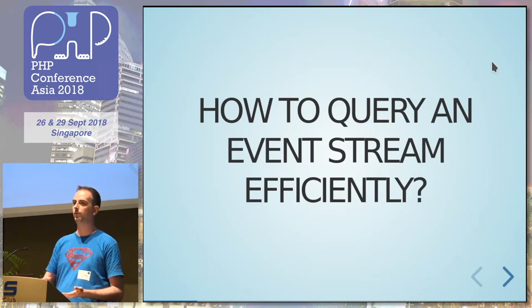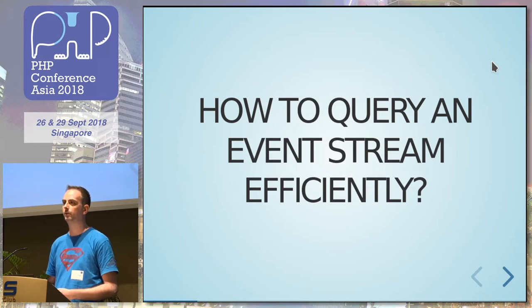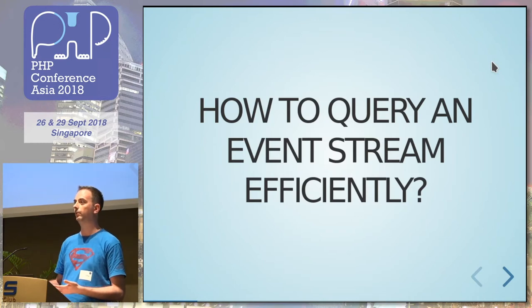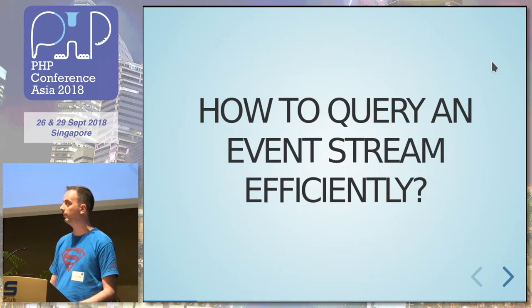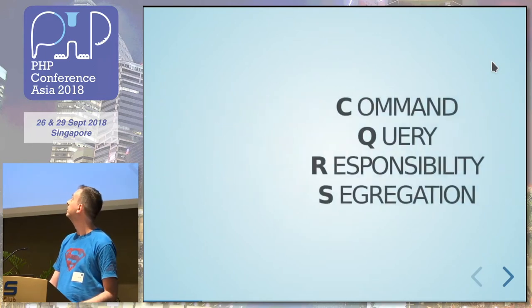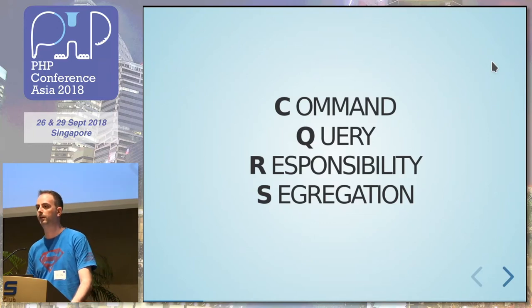You would have to loop through all the events and check if I have something like city equals to Singapore. Then I can mark this event, loop further, and maybe there's another change later on. So querying an event stream is very inefficient. So we need to do something about it and create something new. And what helps us here is this so-called CQRS pattern.